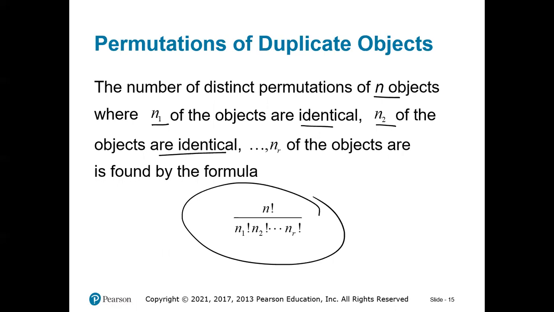And of course, before we did this, we talked about the factorial of a number. What is the factorial of a number? It's this number times the number right below it times the number right below that, and so forth. For example, 10 factorial is 10 times 9 times 8 times 7 times 6 times 5 times 4 times 3 times 2 times 1.